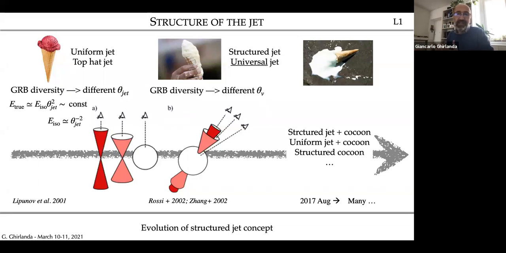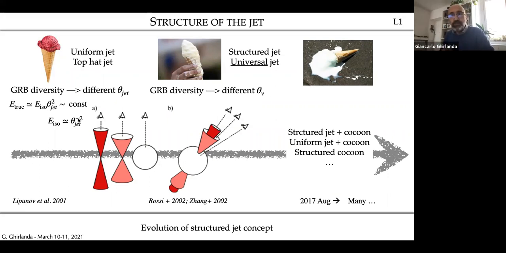Think, for instance, of the relation between the true energy and the isotropic equivalent. Since the true energy is the isotropic equivalent times theta squared, and as I showed you, this is almost constant, or very narrowly clustered around the typical value of 10^50, 10^51, there is an anti-correlation between, in principle, the isotropic energy and the jet opening angle. Larger angle corresponds to lower energy, smaller angle corresponds to larger energy.